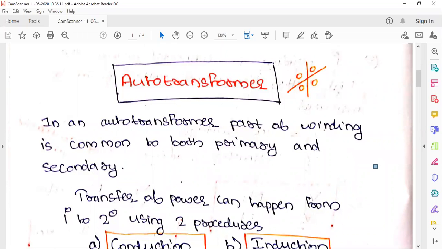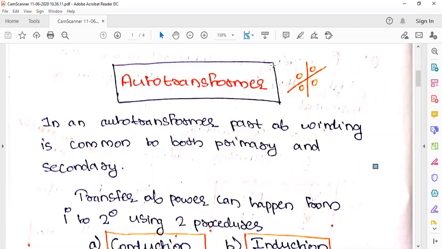Good morning, students. In today's class, we will be dealing with what we call an autotransformer. So far we have studied the ins and outs of a practical single phase transformer, and we will see how it is different from an autotransformer and why we need an autotransformer when we already have a transformer.